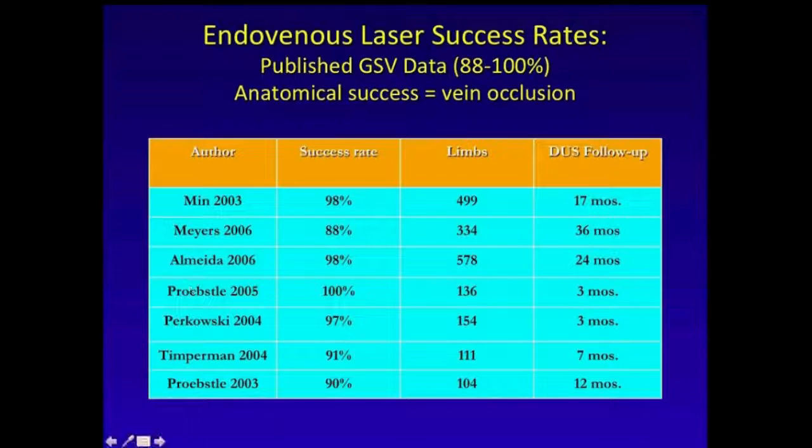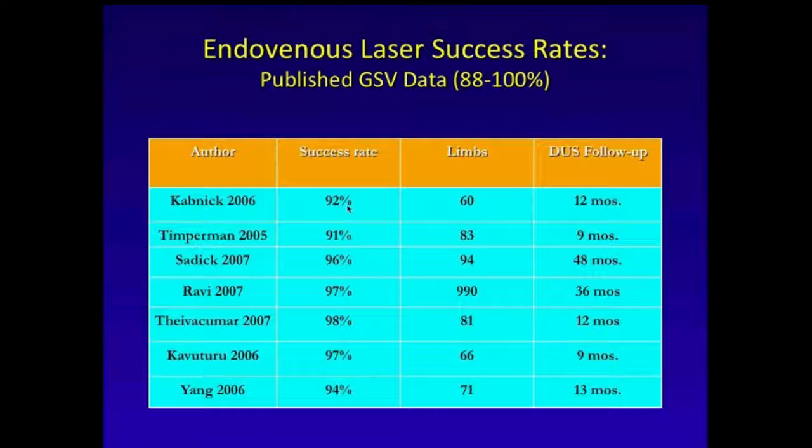A little look at the data for the great saphenous vein. The range for laser is between 90 and 100%, depending on the duration of time that you look at these things. So here in our particular group with our first 500 patients, 17-month follow-up, 98% success rate. So it works pretty well, and it does so with very low complication rates.